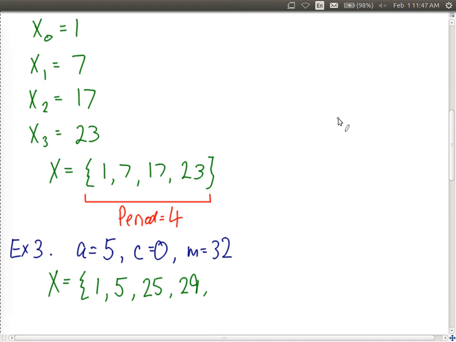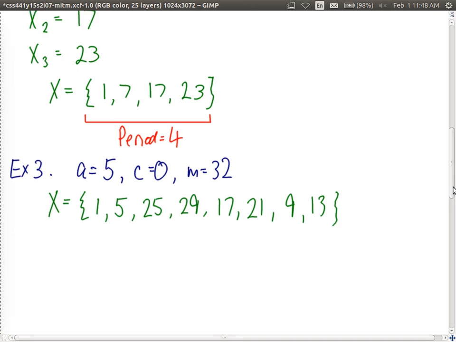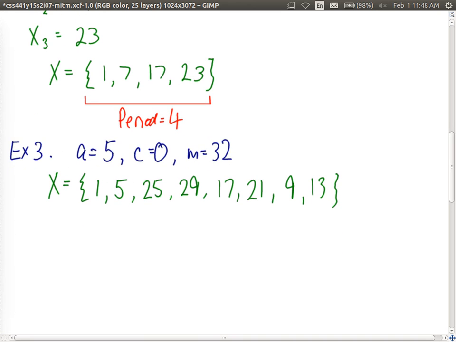So that sequence that we generated, the unique sequence there, has a period of 8.